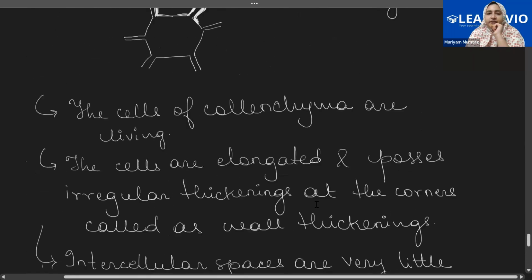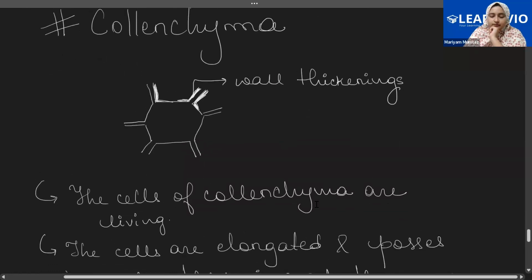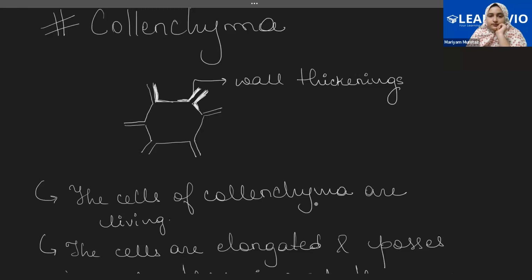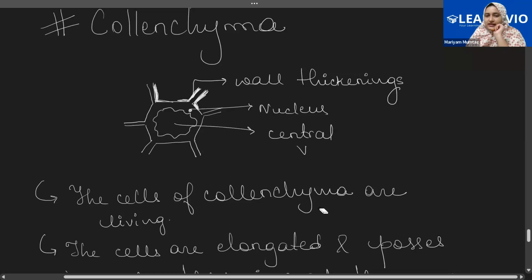All right, now you can note it down. You can draw this diagram too. This part is the nucleus. The nucleus is again peripheral in position, and this part is the central vacuole. Central vacuole means that it is placed centrally and it is a very, very big vacuole.